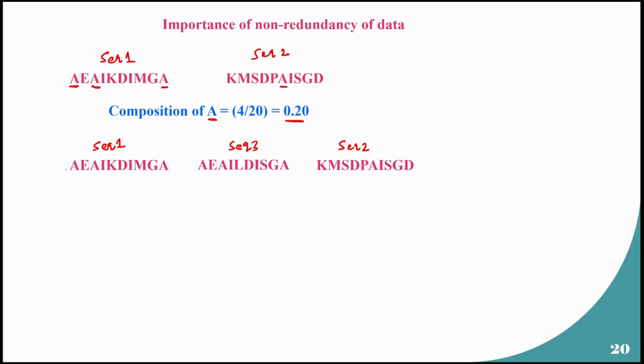But if you notice carefully, you will see that sequence 1 and sequence 3 have very high similarities. For example, AEAI, the initial 4 amino acids of the sequence, is matching between sequence 1 and sequence 3, right? Both have AEAI. And then again, we have D in the middle at the same position. Then we have GA at the end in each of sequence 1 and sequence 3, right? So now, since we have added a similar sequence to the data set, what would be the new composition of alanine in this particular case? Can you calculate quickly? What would be the composition of alanine now that we have added a new sequence, sequence 3, in our data set?